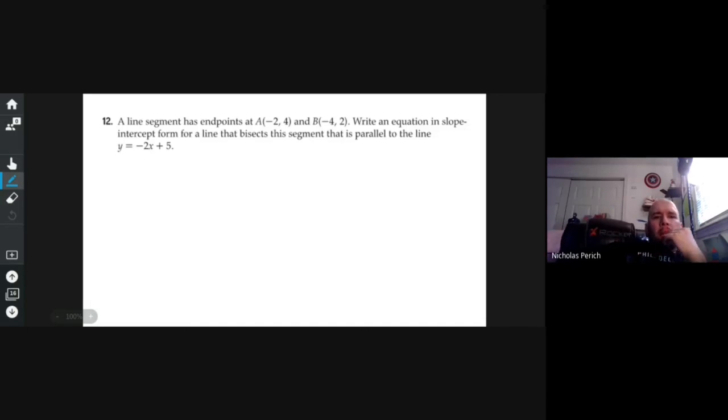A line segment has endpoints A, which is (-2, 4), and B, which is (-4, 2). Write an equation in slope-intercept form for a line that bisects this segment and is parallel. It's actually a whole lot easier. You ready?